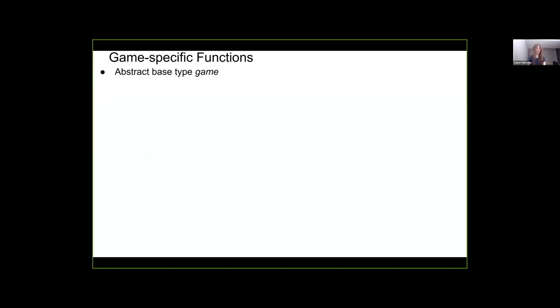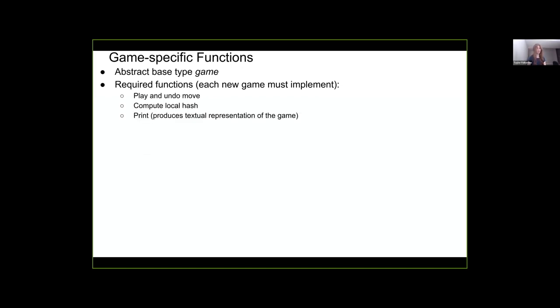There's an abstract base type for games, and games have several functions that they must implement. Among these are play and undo move, a function to compute the local hash, printing the textual representation of the game, and creating a move generator. A move generator just produces all of the moves for a given subgame. And these are all of the required functions. So if you implement these, then you can use your game inside of MCGS to solve games.